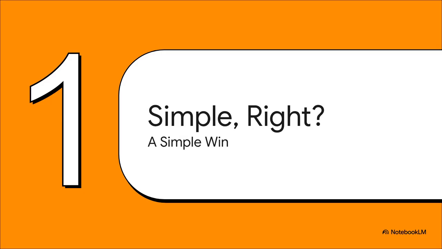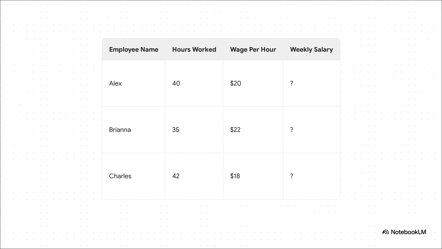Okay, so first things first, let's start with a simple win. This is the kind of situation where spreadsheets just work. They do exactly what we want them to do. And this is gonna give us a perfect baseline for understanding where things can go wrong later. So check this out. It's a classic task, right? We need to figure out the weekly salary for a few employees. We've got their hours worked, we've got their wage per hour. It's just a simple multiplication problem, a perfect place to start.